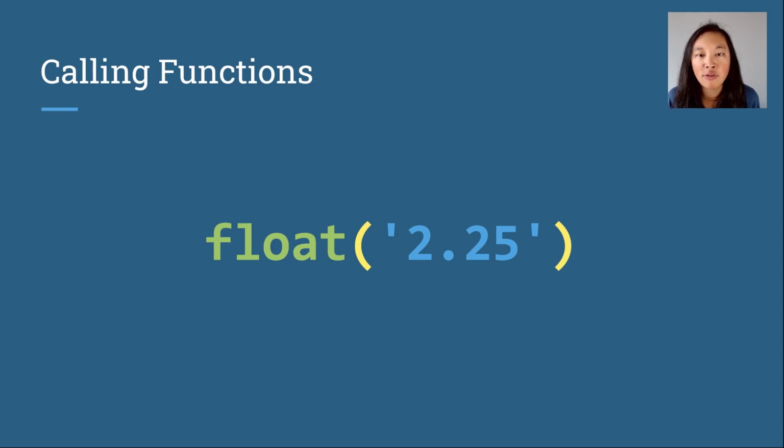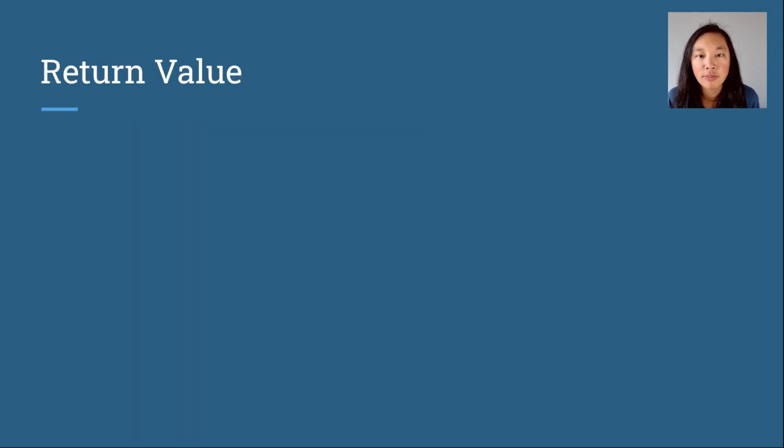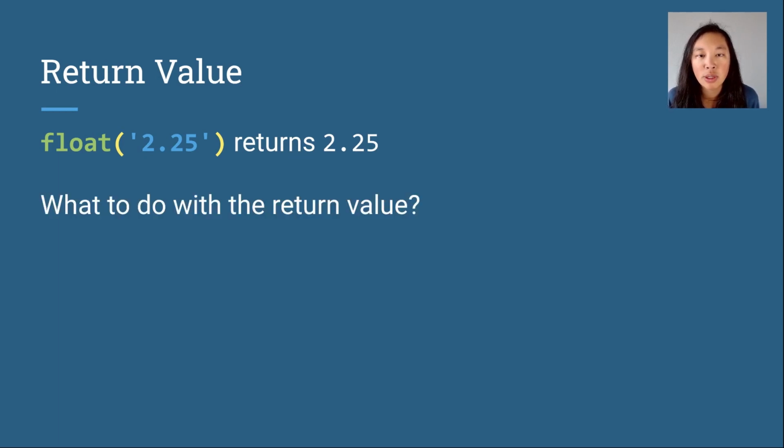As a reminder of how we call functions, here we have float of 2.25. We have the function name, parentheses, and an argument. When we get a return value, float of 2.25 is going to return 2.25, the float, not the string. So what can we do with this return value? Well, as we mentioned before, we can print it out. So if we do print of float 2.25, float of string 2.25 returns the float 2.25. So when we do print of 2.25, it's going to print 2.25.